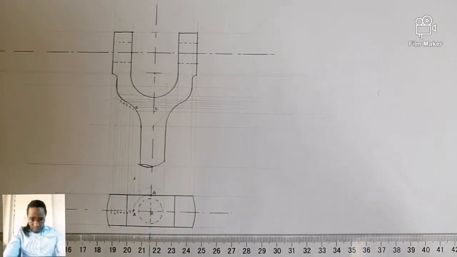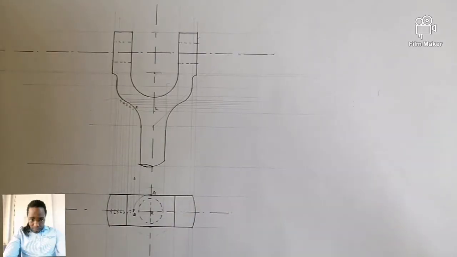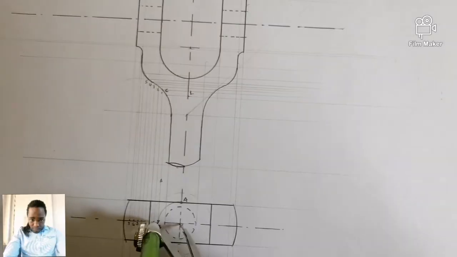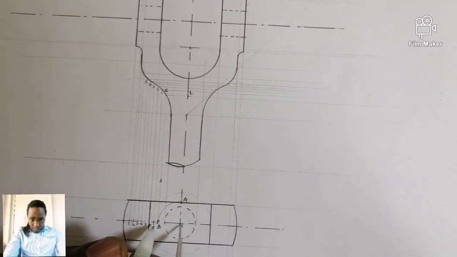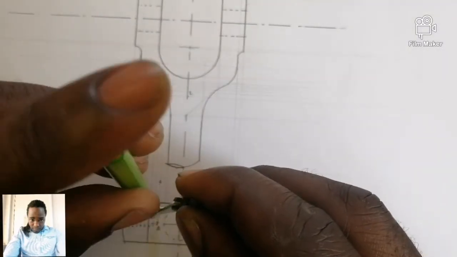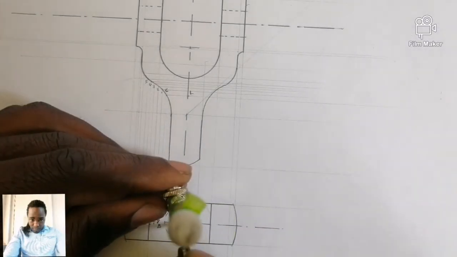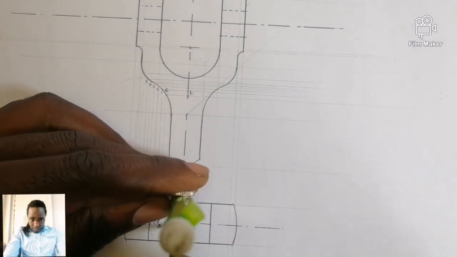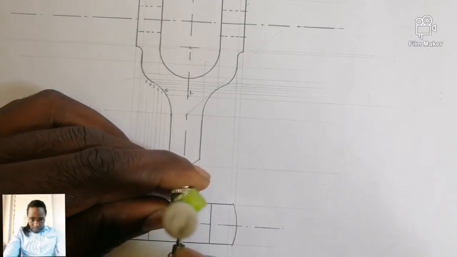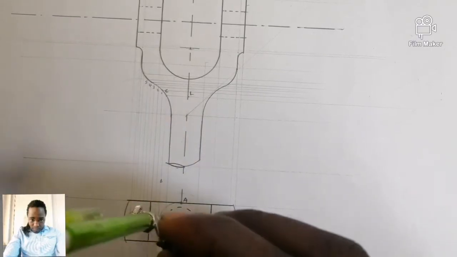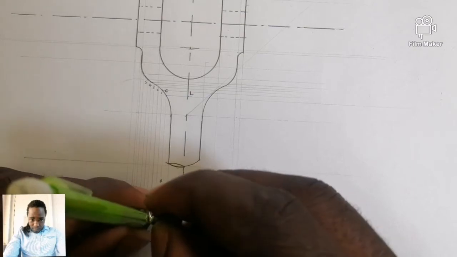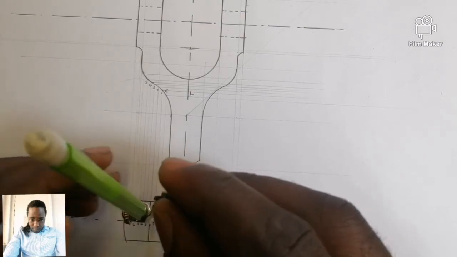Let them go horizontal like this. Then from there, place your compass at point R by your top view. Remember how to do point A, how to do point B, like this, isn't it? Now further extend to point 1.